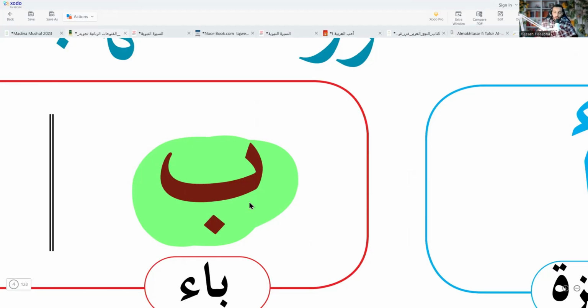Place of articulation. Where does ba come from? How do I use my tongue or my lips to pronounce the letter ba? The sound comes from the lips closing gently. Close your lips, ba, ba. When you close your lips together, join your lips gently, the ba comes from there.